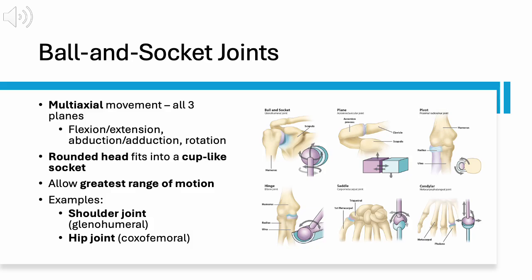While not as mobile as the shoulder, the hip is much more stable, designed for weight-bearing and support. These joints are essential for activities like throwing, running, climbing, and turning your leg or arm in all directions.